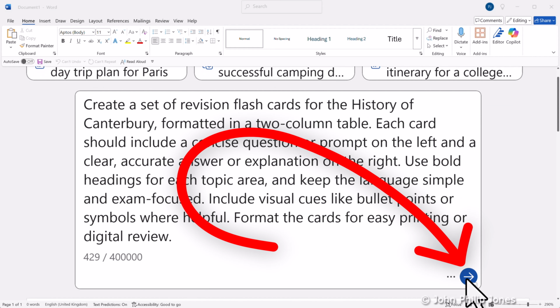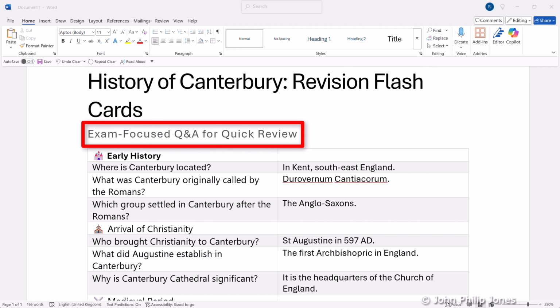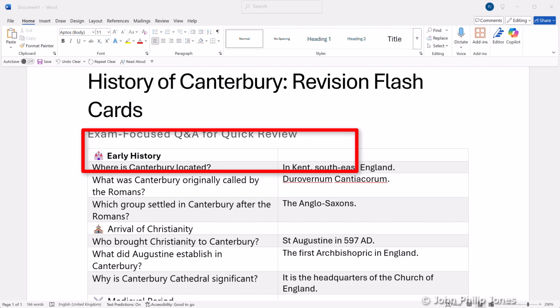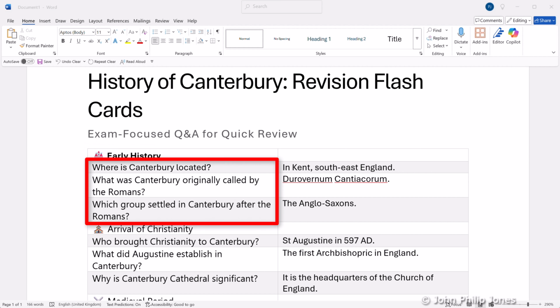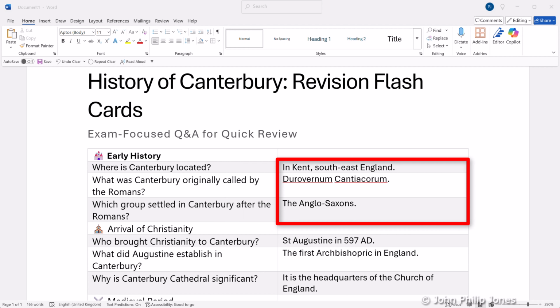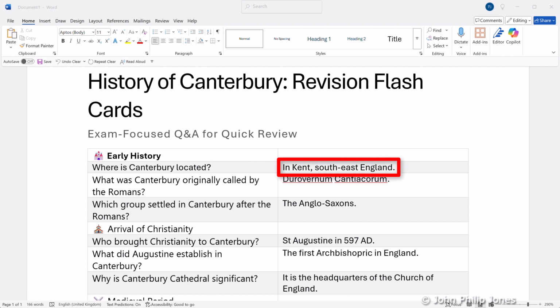We can see here it says the History of Canterbury revision flashcards, exam focused question and answer for quick review. And we can look below and see that this is the first flashcards, and that is suggested by the fact here that it's called Early History, and that's in bold, and there's an appropriate icon here. And we can see these are the 3 questions with the answers here. And if you look at the first one, where is Canterbury located? And it says in Kent, South East England.